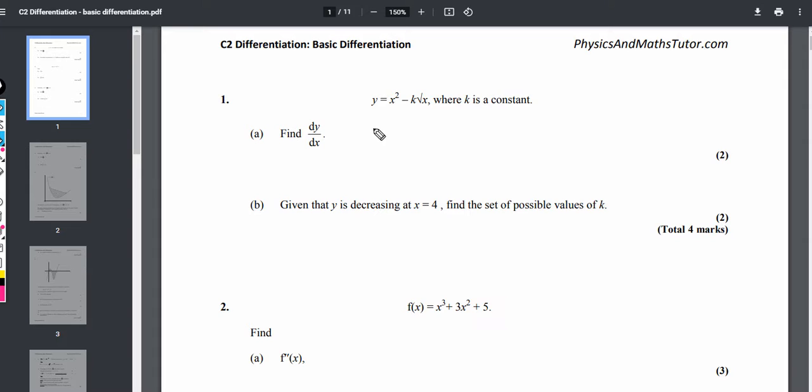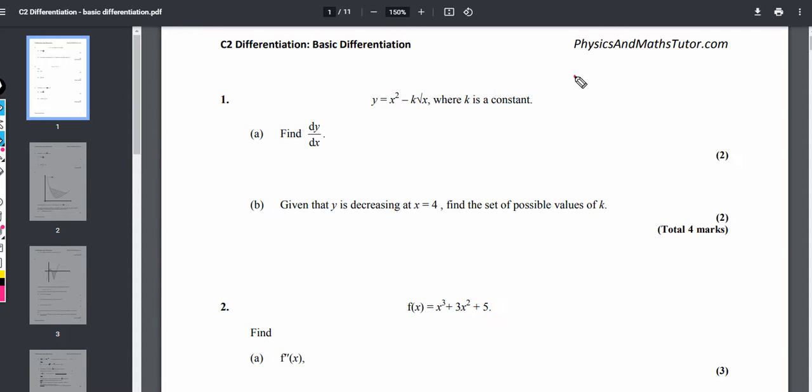Alright, so here I have some exam-related questions. Here's the first one. It says y equals x squared minus k under root x. So we have to find the derivative. It says find dy by dx. Dy by dx is basically the symbol for the derivative. So now we have to use the formula that is called the power rule. So let me just write down the standard form of the power rule.